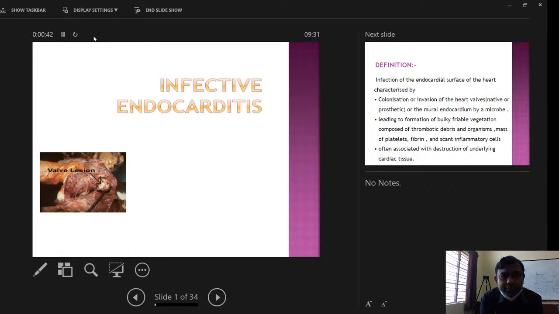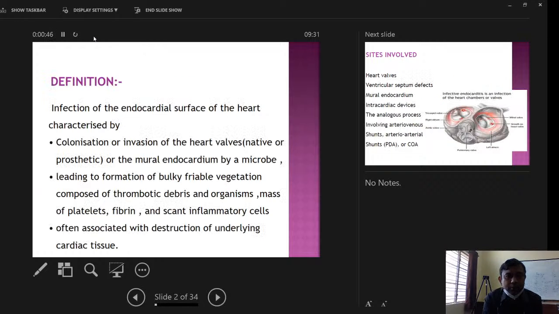Good morning everybody. Today my topic is infective endocarditis. Infective endocarditis is the infection of endocardial surfaces of the heart. It is characterized by colonization and/or invasion of the heart valves, either native heart valves or damaged heart valves, that is prosthetic, or the mural endocardium by microbes, leading to the formation of vegetations.